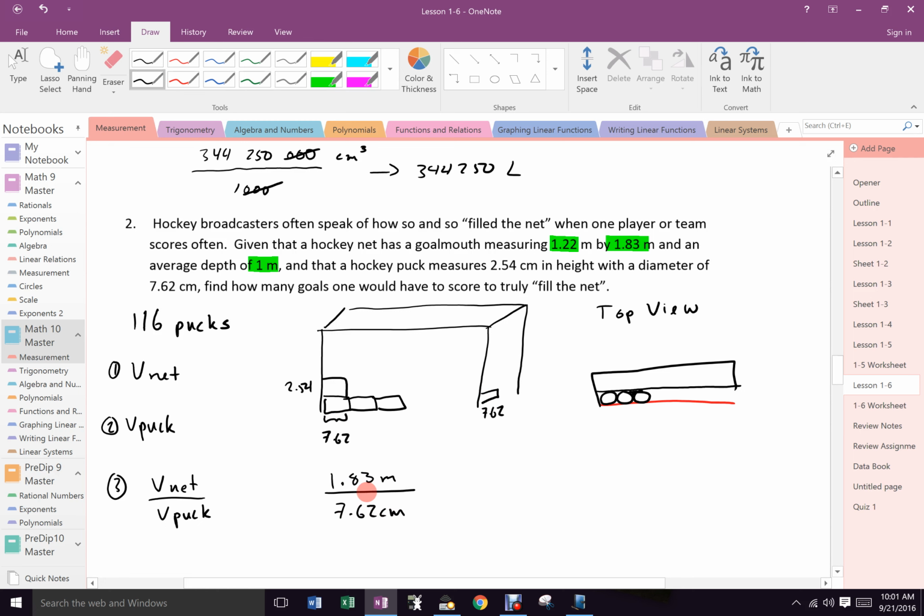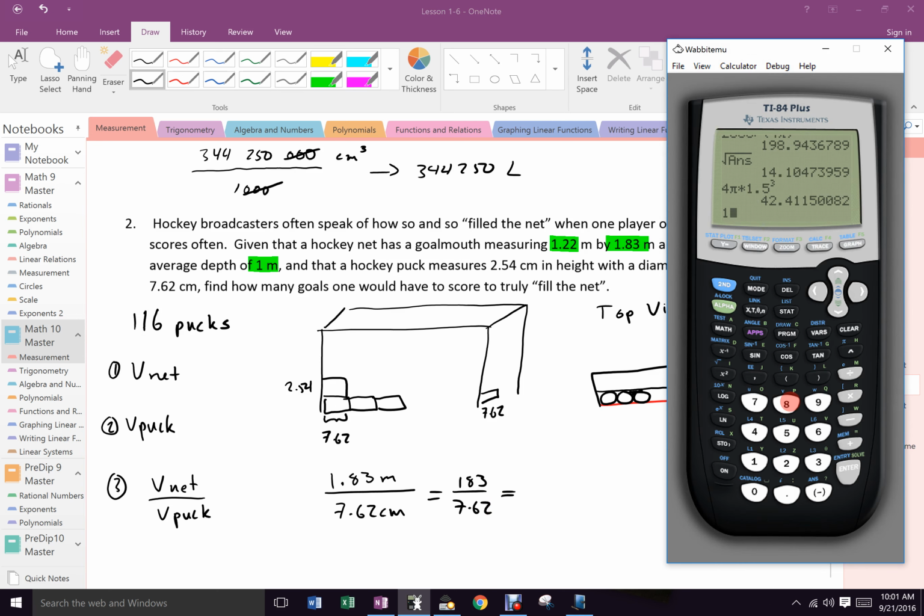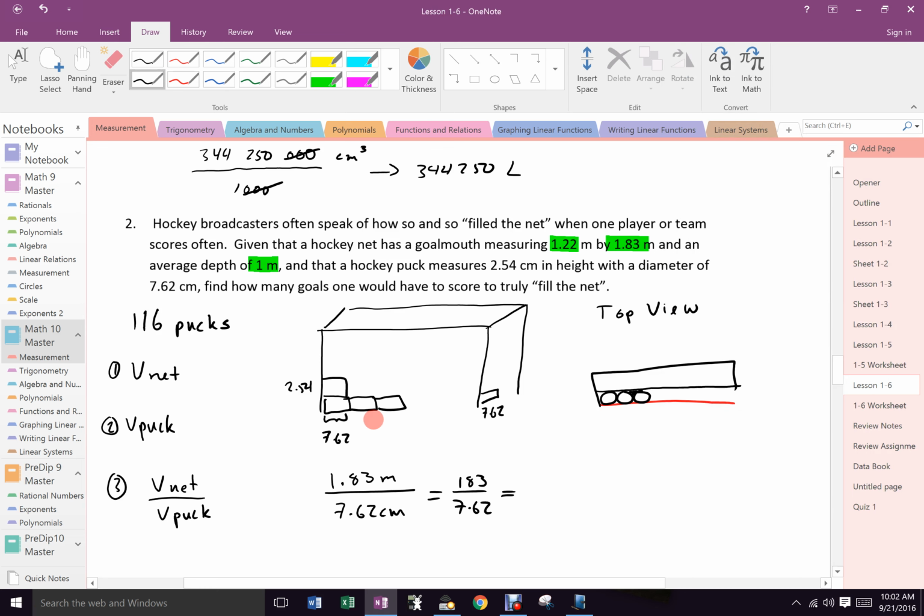Can I do that? What's wrong with that math? Doesn't have the same unit, so I got to convert. So I got 183 divided by 7.62, correct? That's how many pucks will fit across here. Whatever that answer is. 183 divided by 7.62. 24.01. So how many pucks will fit across the net? 24. Because I can't get the fifth one in there. And I can't put in 0.01 of a puck, can I? So I can fit 24 pucks this way, yes?